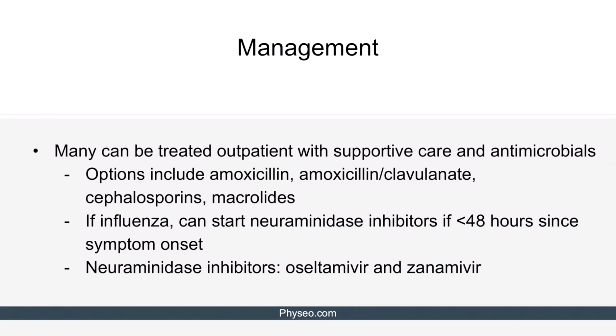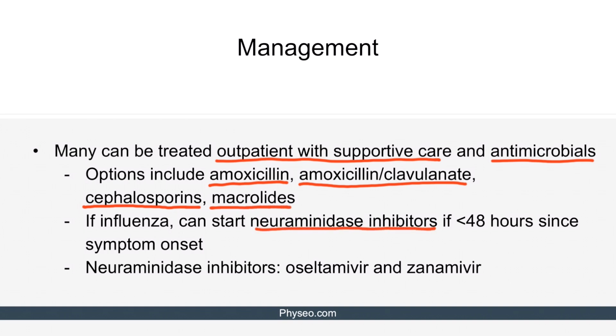Most cases of pediatric pneumonia can be managed in the outpatient setting with supportive care and antimicrobials. Common antibiotic treatment options include amoxicillin, amoxicillin clavulanate, cephalosporins, and macrolides. If the patient has pneumonia due to influenza, they can start neuraminidase inhibitors.